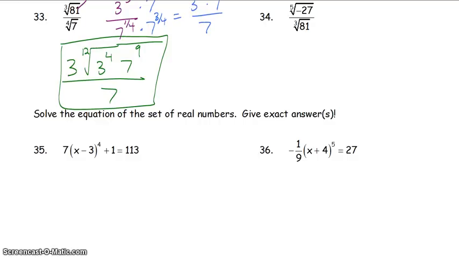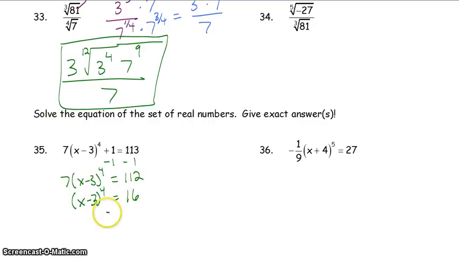Solving is normal, just try to get x by itself. So the first step is subtract the 1. You get 7x minus 3, the fourth root of that, equals 112. And then, I believe, divide by 7, and you get 16, I believe.